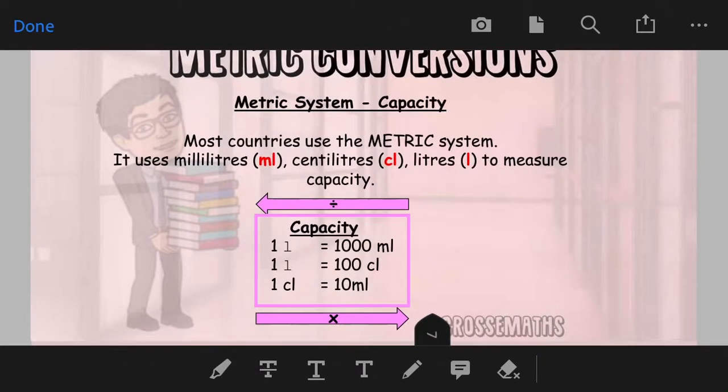Last one is capacity, okay? You don't really use centiliters very much, okay? Most of the time it's just milliliters to liters, but I've put them in there just for reference, okay? Pause the video and get those copied down for me.